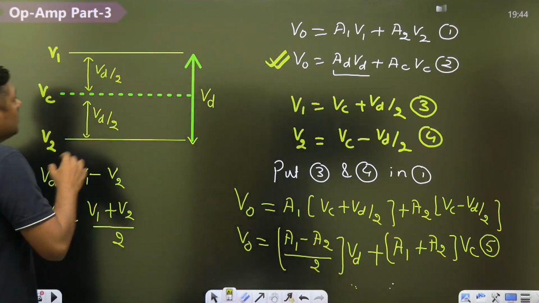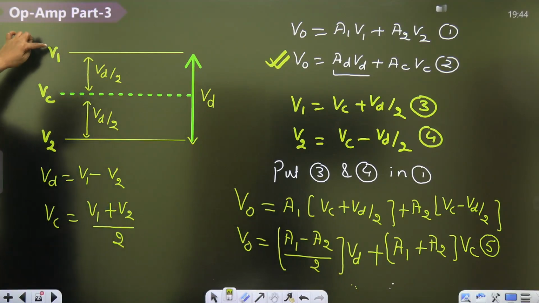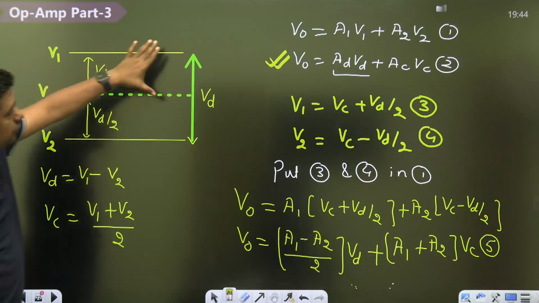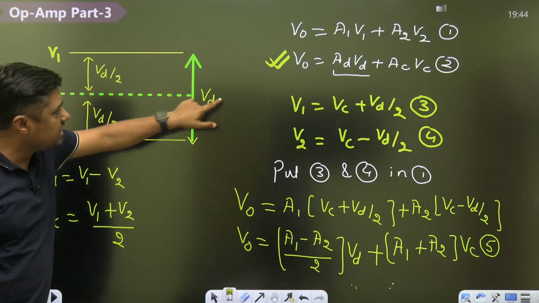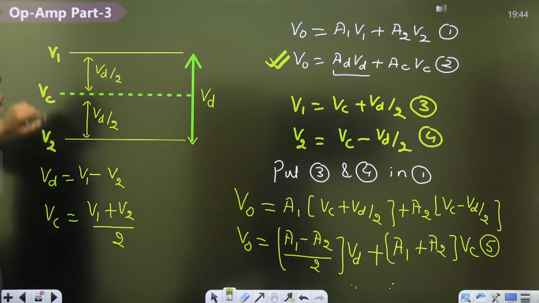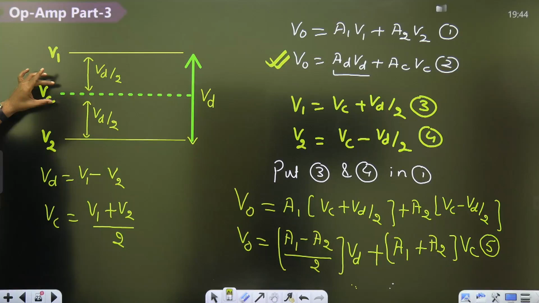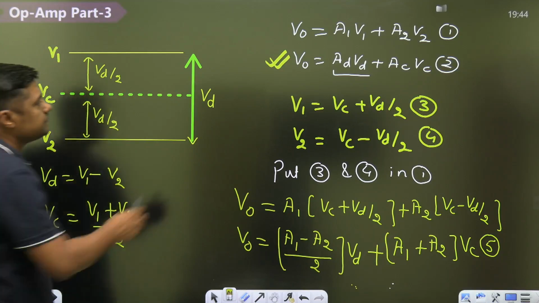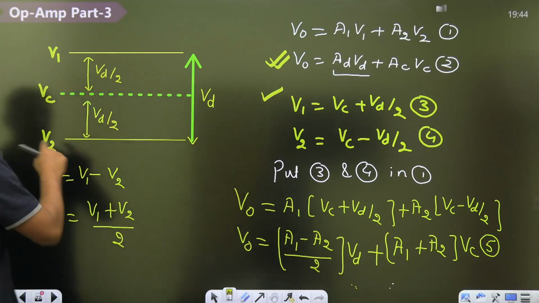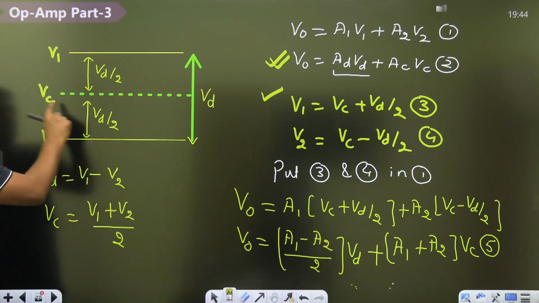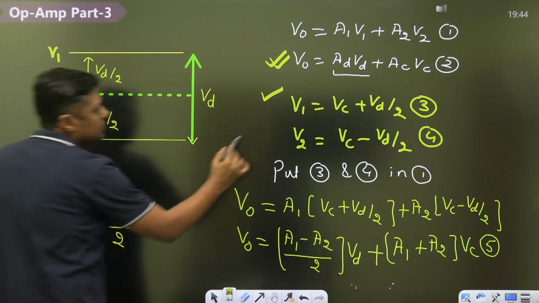Now what we can write? Let this is the V1, that is the V2. So what is the difference between these two? V1 minus V2 will become VD. What is the common signal? V1 plus V2 by 2, that is called average value. Now we can write V1 in terms of VC and VD. So it will become VC plus VD by 2. And what is the V2? It will become VC minus VD by 2.